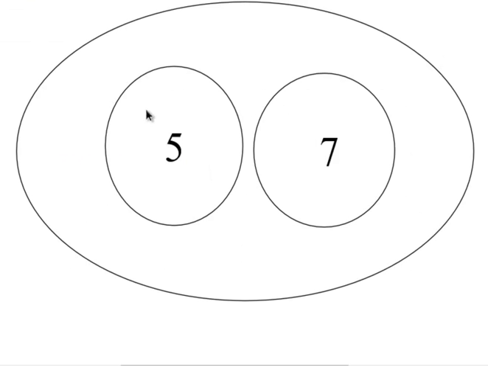So here we have the 5 red balls and the 7 green ones. And since they're distinct sets, we have no overlap. So that's how we'd represent our bag with the balls, 5 red and 7 green, with a Venn diagram.